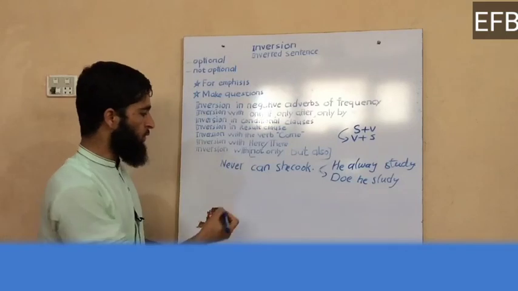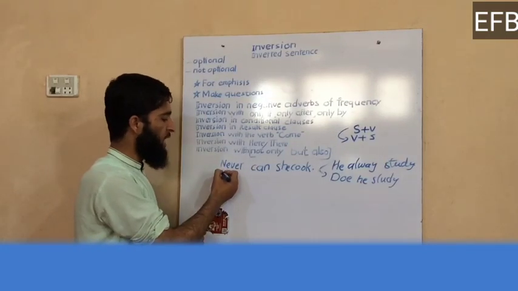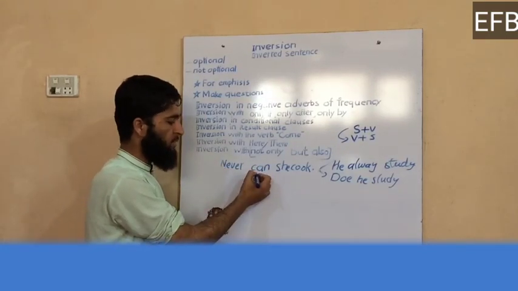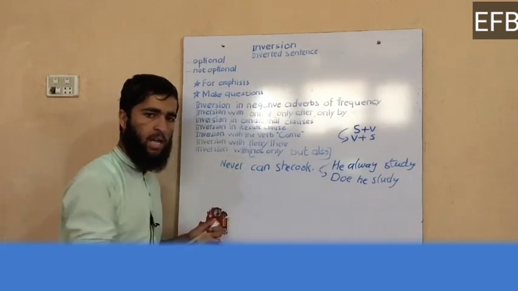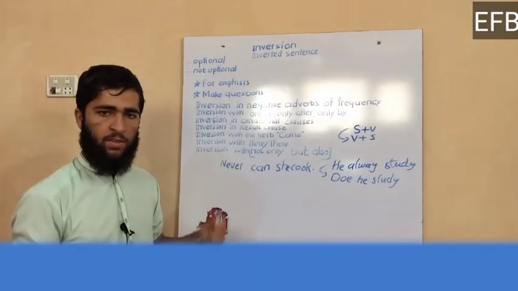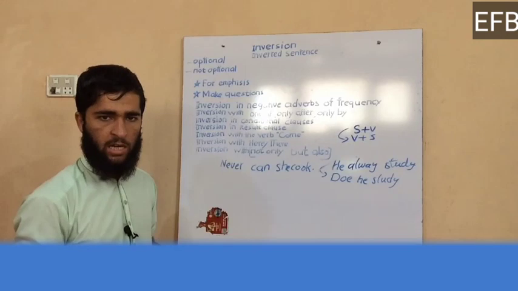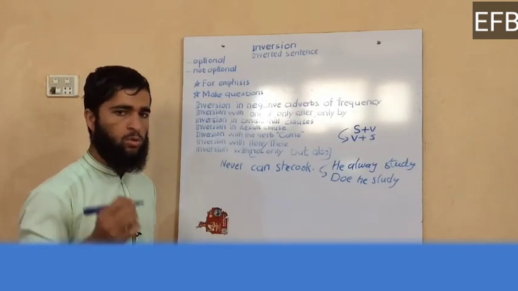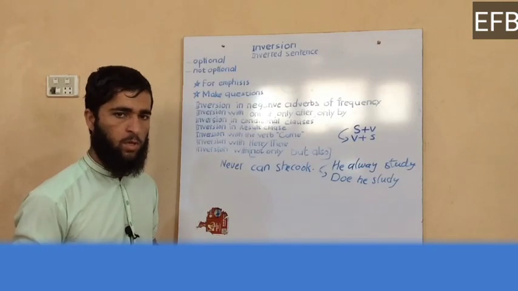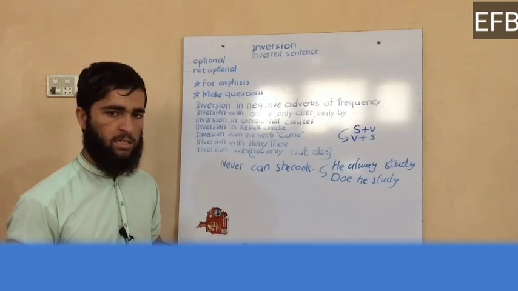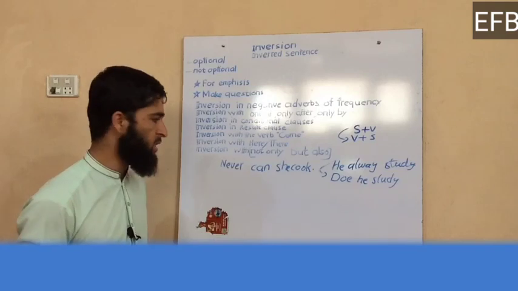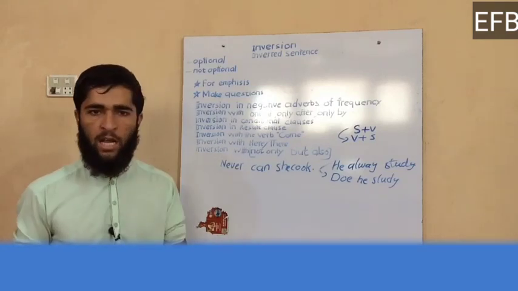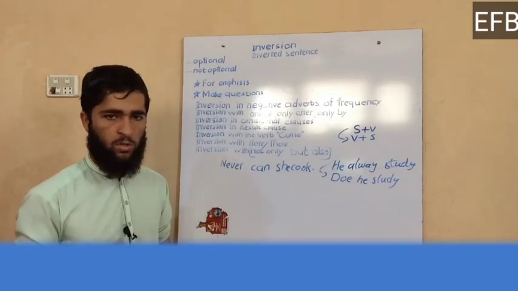Never can she cook. First we have the negative adverbs of frequency, then we have the auxiliary verb. We have a lot of auxiliary verbs. I think I also talked about the auxiliary verbs. I made a video. If you haven't watched that video, go to my channel and follow the videos, and you can find the auxiliary verbs video very easily.